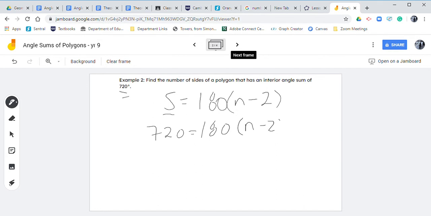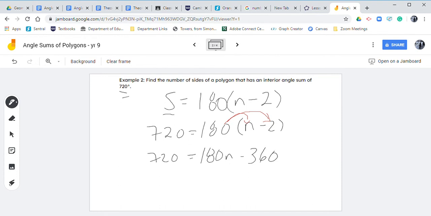To find n, I'm going to use a trick from last unit, the distributive property. Distribute 180 into my brackets. So I rewrite 720, and I make sure I'm conscious of the amount of space I have here, because this is spreading out. What's 180 times n? It's 180n. What's 180 multiplied by negative 2? That would be negative 360, or minus 360.